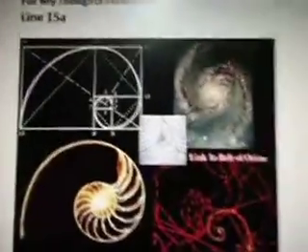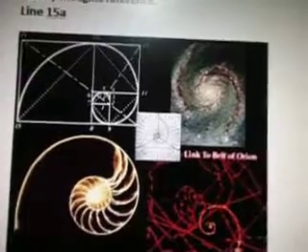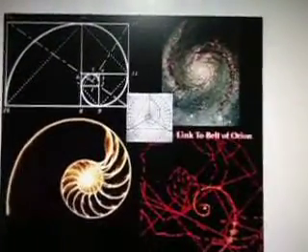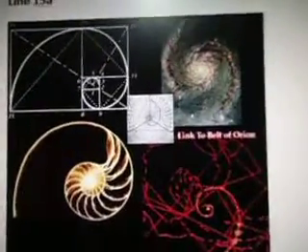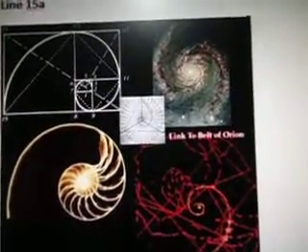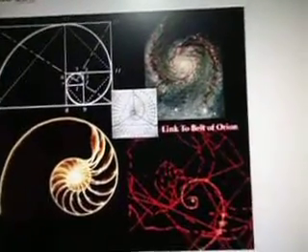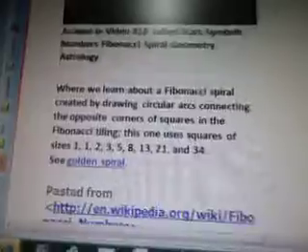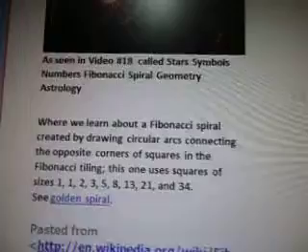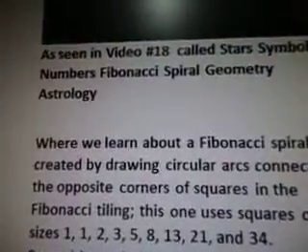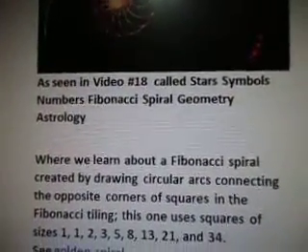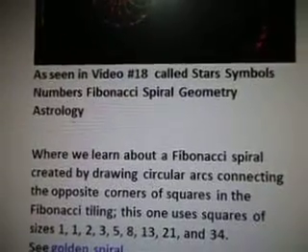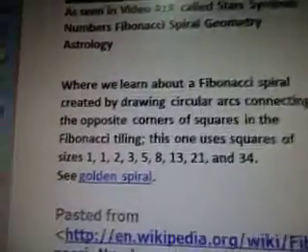So this is A, 15A. Now, one of the first things that comes up from the very beginning, we're talking about how the different circles and different things seem to appear in the universe. You've got seashells like this, you've got constellations, the Milky Way, all that stuff has this circular thing for it. And I found out what it's about. You can also view this in video number 18 called Star Symbols, Numbers, Fibonacci, Spiral Geometry, Astrology.